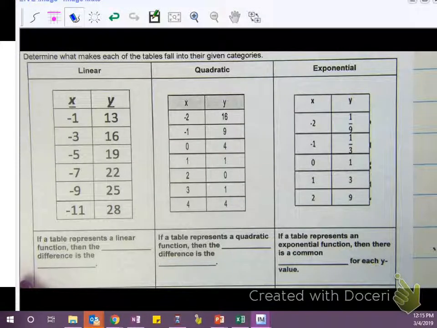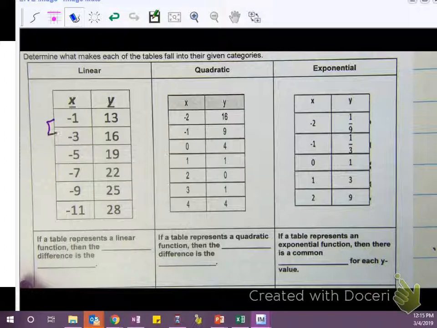Okay, so we're going to review a little bit about regression, but we're also going to look at a different way of analyzing the data. So, first of all, we want to check to see if the x values are evenly spaced. They don't have to be going up by 1, but they have to be evenly spaced.